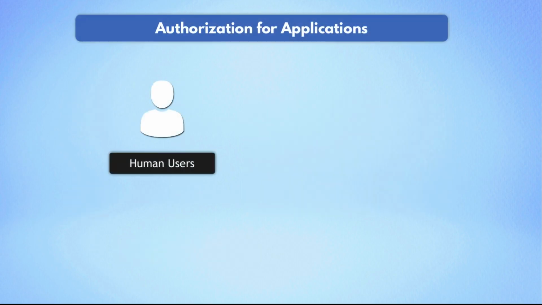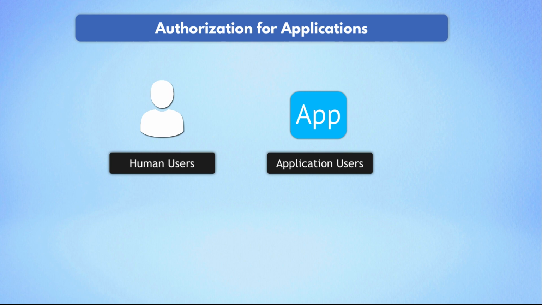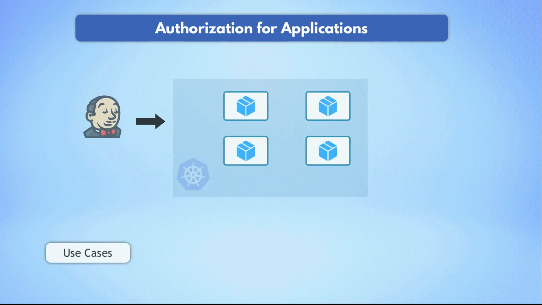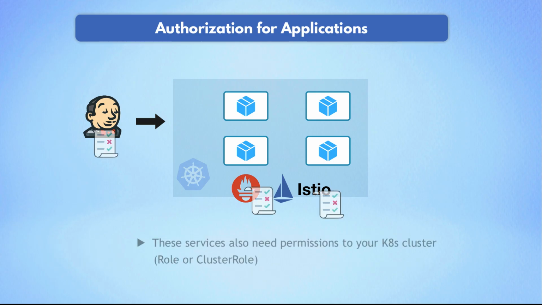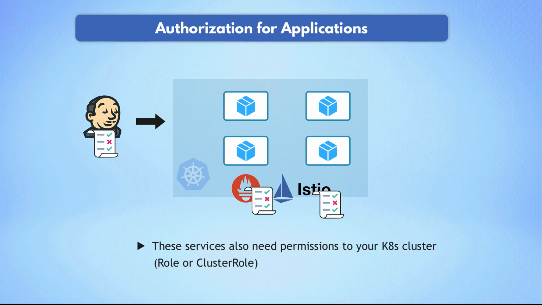As I mentioned, you also have non-human users. For example, if you're deploying to Kubernetes cluster from a Jenkins pipeline, or running a third-party service like Istio, for example, that needs access to Kubernetes resources and needs to talk to Kubernetes API server, you need to give those tools access to the cluster as well.